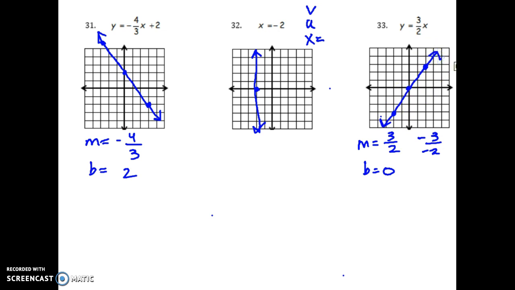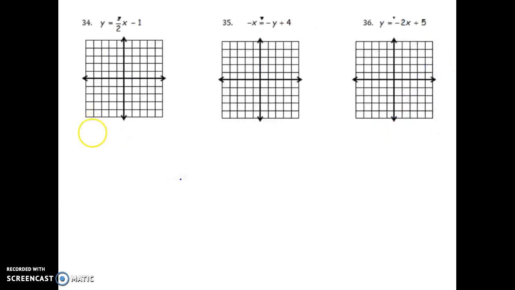Okay, number 34, my slope is going to be, see, this should be, let's erase this. It should be 1/2. So my slope is 1/2, and my y-intercept is negative 1. Slope of 1/2, rise 1 over 2, rise 1 over 2. Go down 1 to the left 2, and there's my line.